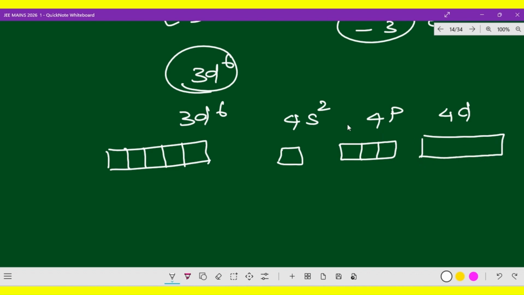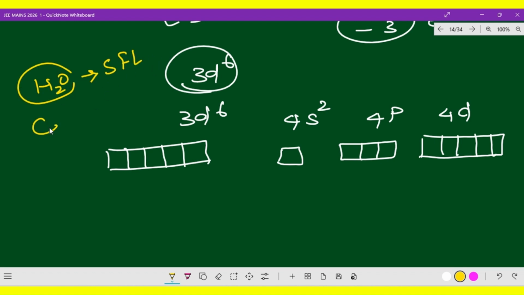Why? Because there are 6 ligands: here Co(H2O)6. That is what I just kept ready: 1, 2, 3, 4, and 5. Now how many electrons does it have? 6, no. Is it a strong field ligand or a weak field ligand? H2O is a strong field ligand. So it can pair up electrons.